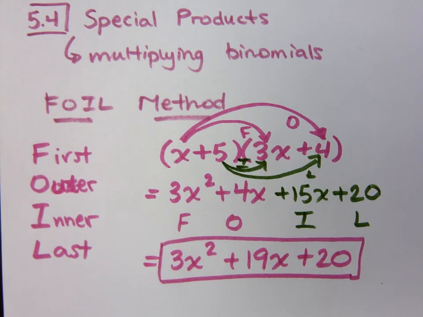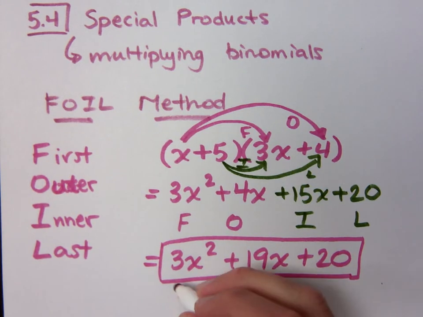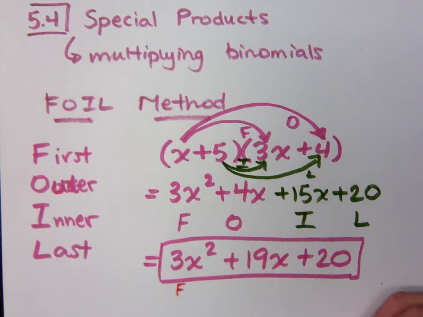So it's not so special here, but what we're going to see in the next chapter is we're going to be taking this FOIL method and going backwards. In the next chapter that's called factoring. We take this polynomial and we figure out what we multiply to get this. Basically, you're figuring out what was the product of the first terms, what was the product to get this last term here, the 20, but this 19 is a combination of the outside and the inside pieces. That's where our focus is next week.